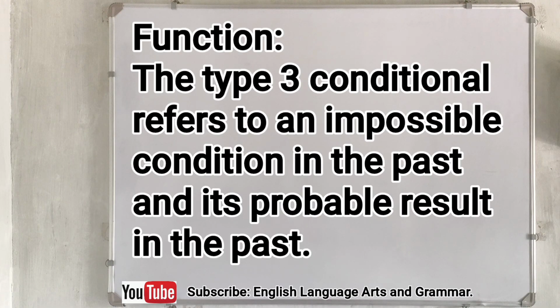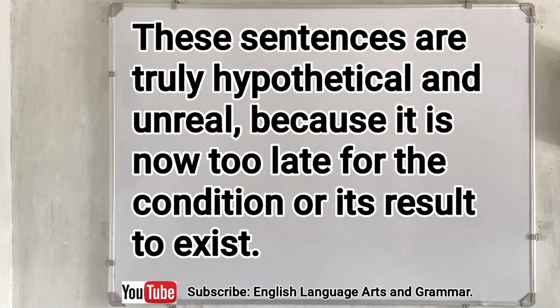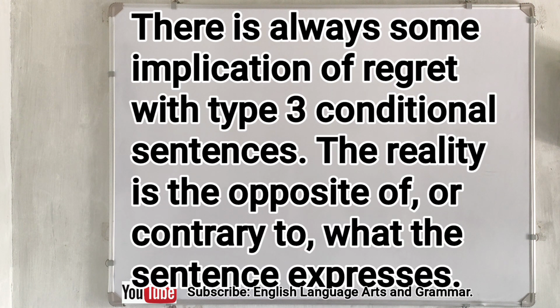Function. The type 3 conditional refers to an impossible condition in the past and its probable result in the past. These sentences are truly hypothetical and unreal because it is now too late for the condition or its result to exist. There is always some implication of regret with type 3 conditional sentences.